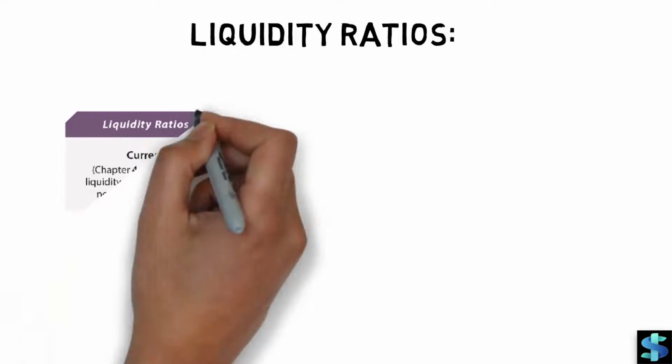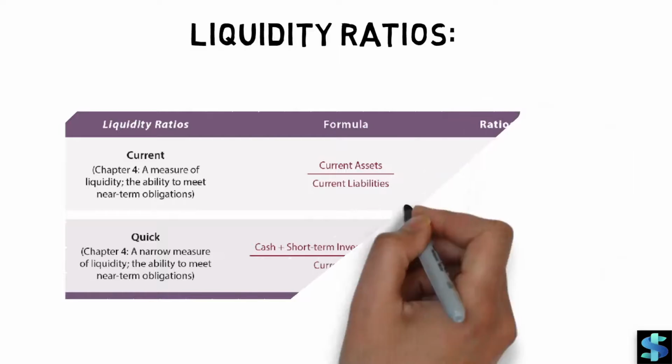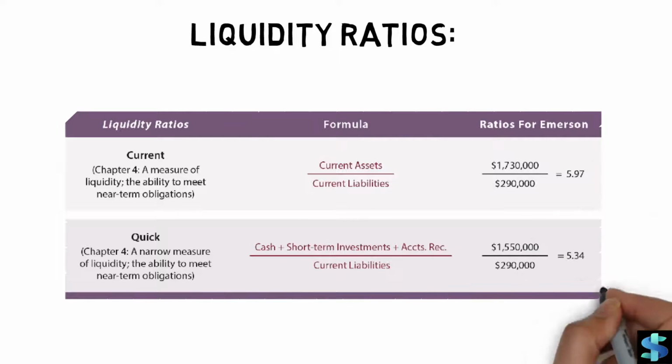Liquidity ratios. They assess the company's liquidity position at any instant. That is, they measure a company's ability to convert its assets into cash for paying off its obligations. Current ratio is equal to current assets by current liabilities. Quick ratio is equal to liquid current assets by current liabilities.